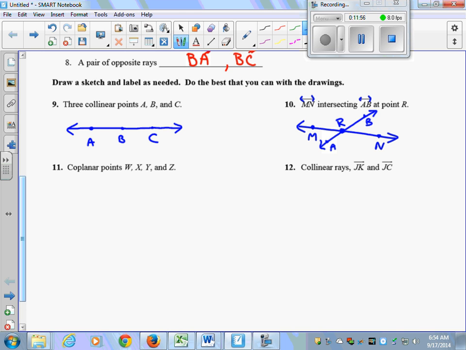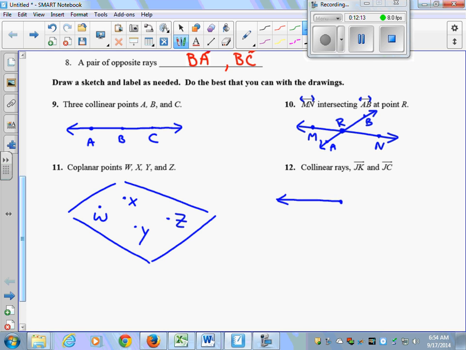Okay, coplanar points, W, X, Y, and Z, all on the same plane, so I'm going to just kind of draw a plane like that. Collinear rays, collinear, so they're on the same line, so I'm going to call this JK, and this one JC, but they're on the same line.